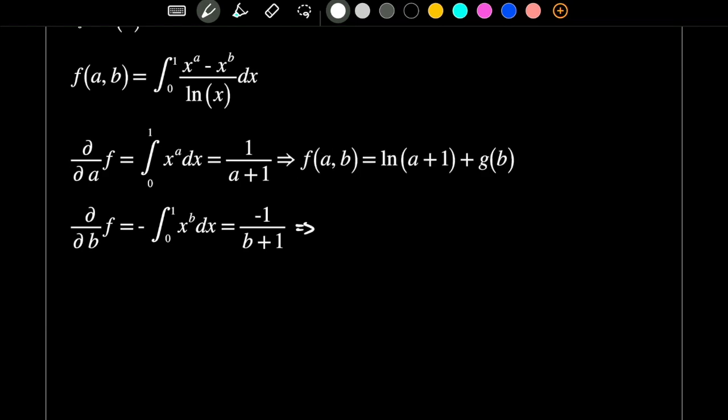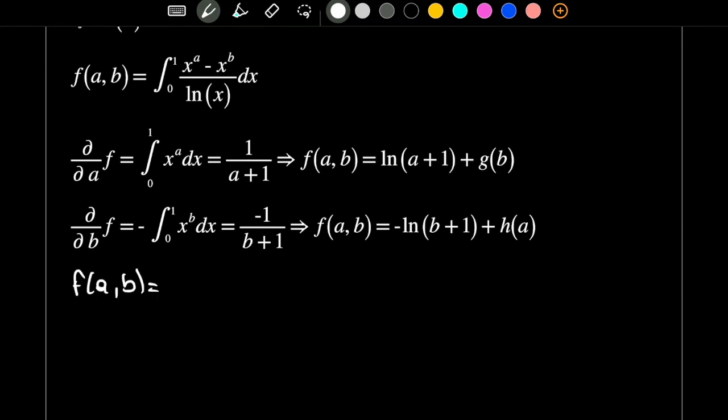And then secondly, the same holds for this function, right? So we would get f of a comma b would be equal to minus log of b plus 1 plus some function, let's say h of a. But from this it's very clear that our function f of a and b would just be equal to log of a plus 1 minus log of b plus 1. So in other words, our constant function g of b is going to be equal to minus log b plus 1, and our constant function h of a is going to be equal to log of a plus 1.